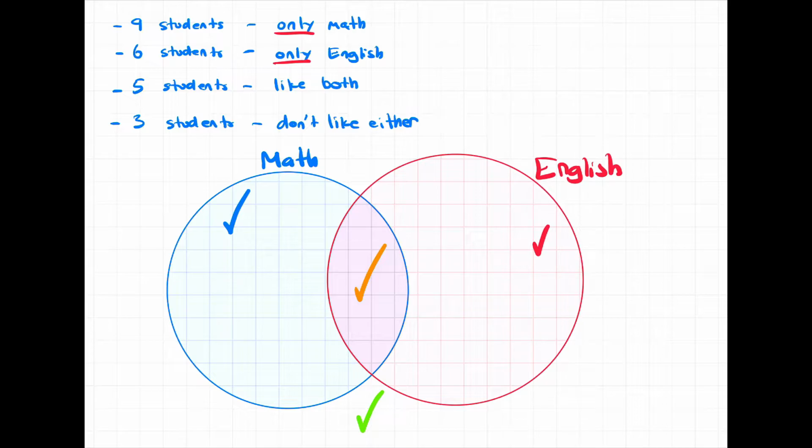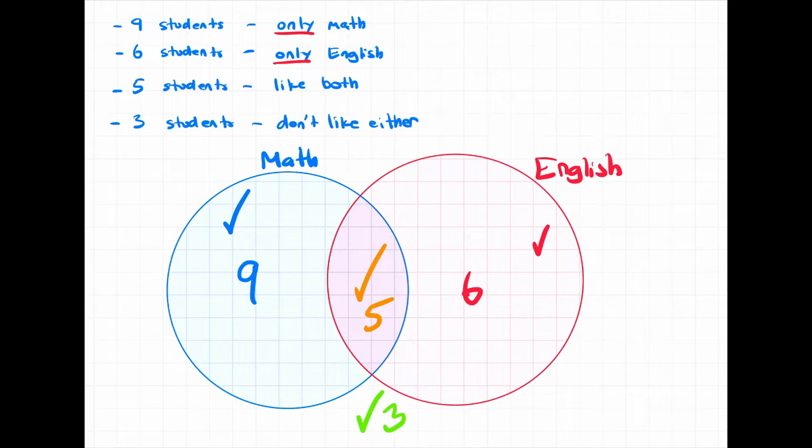Now, let's just fill in some of these numbers. So 9 students like only math. So where are we going to put that one? Well, we're going to put it off to the side here, the number 9. And 6 students like only English. That's going to head over here on the right side into that section that is only English. We see that 5 students like both. So we know that the number 5 is going to go in the middle, and we know that 3 students don't like either.